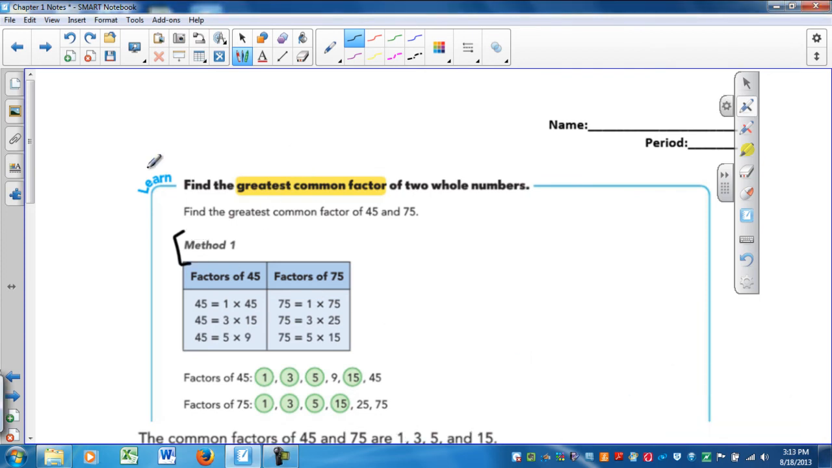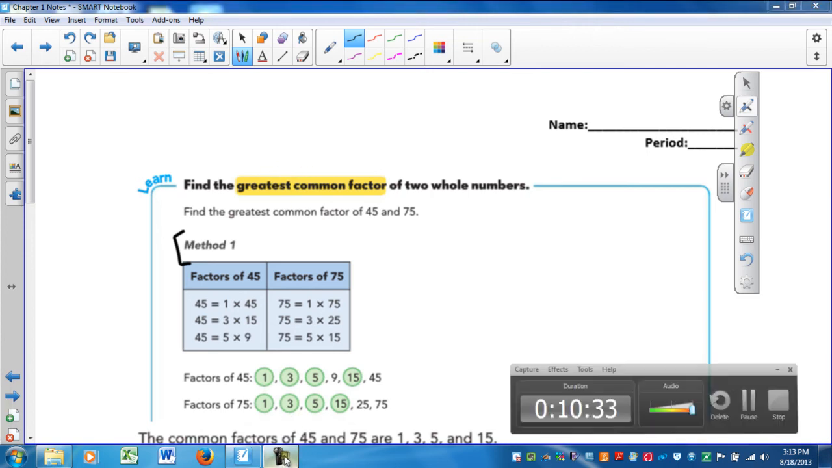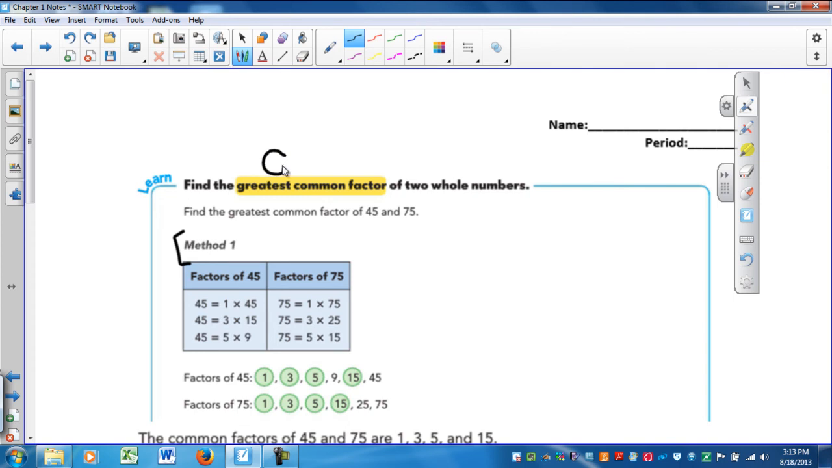By the way, I forgot to mention this. You will hear me refer to greatest common factor as GCF. Just understand that that's what I'm talking about, greatest common factor.